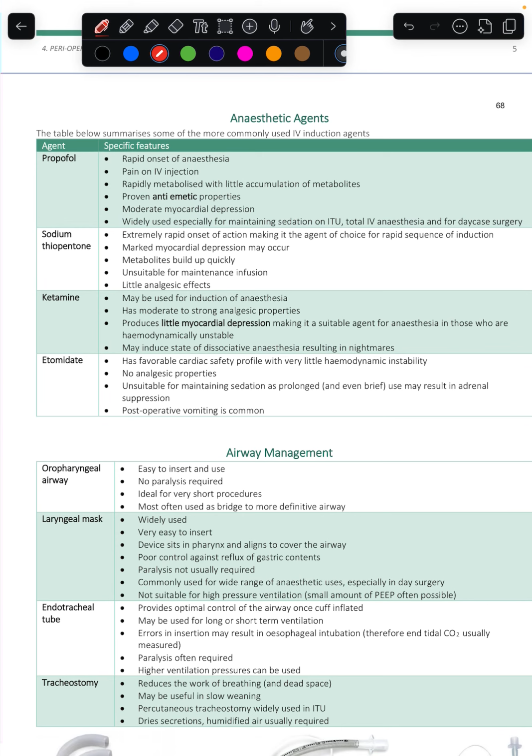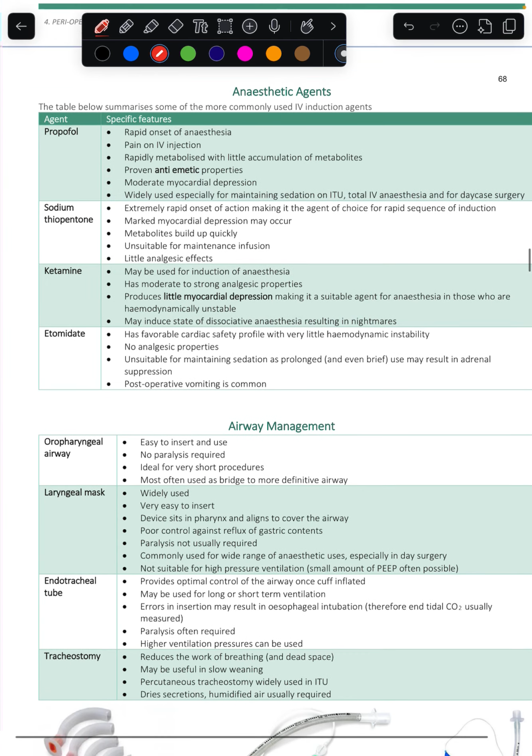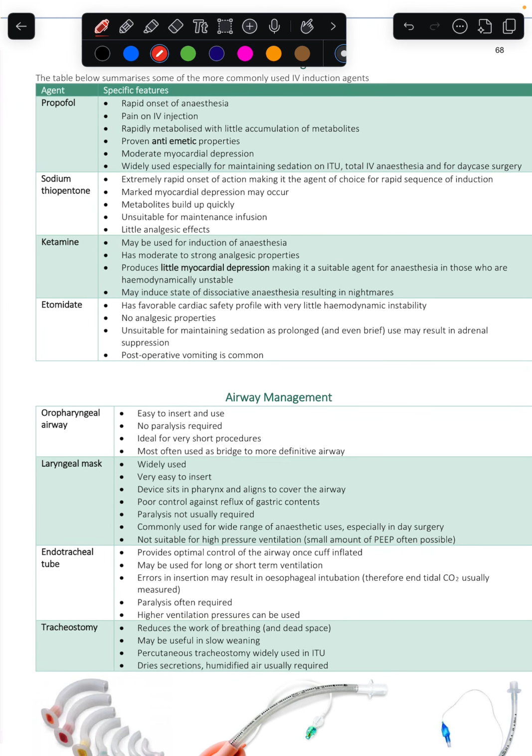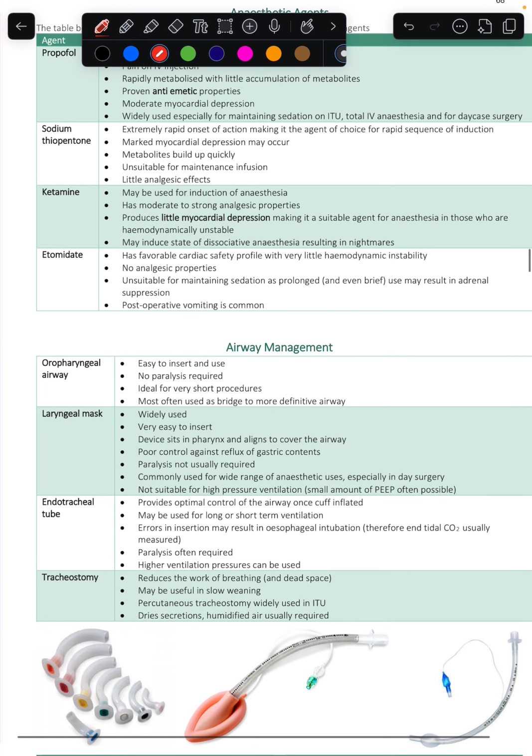Thiopentone has extremely rapid action and is the agent of choice for rapid sequence induction, but it has marked redistribution and metabolism is slow, so it is unsuitable for maintenance infusion. Ketamine may be used for induction of anesthesia, with moderate to strong analgesia, and may produce little myocardial depression, making it suitable for those who are hemodynamically unstable. Etomidate has favorable cardiac side effects and stability, but no analgesic properties, is unsuitable for maintaining sedation as it is prolonged, and may result in adrenal suppression.